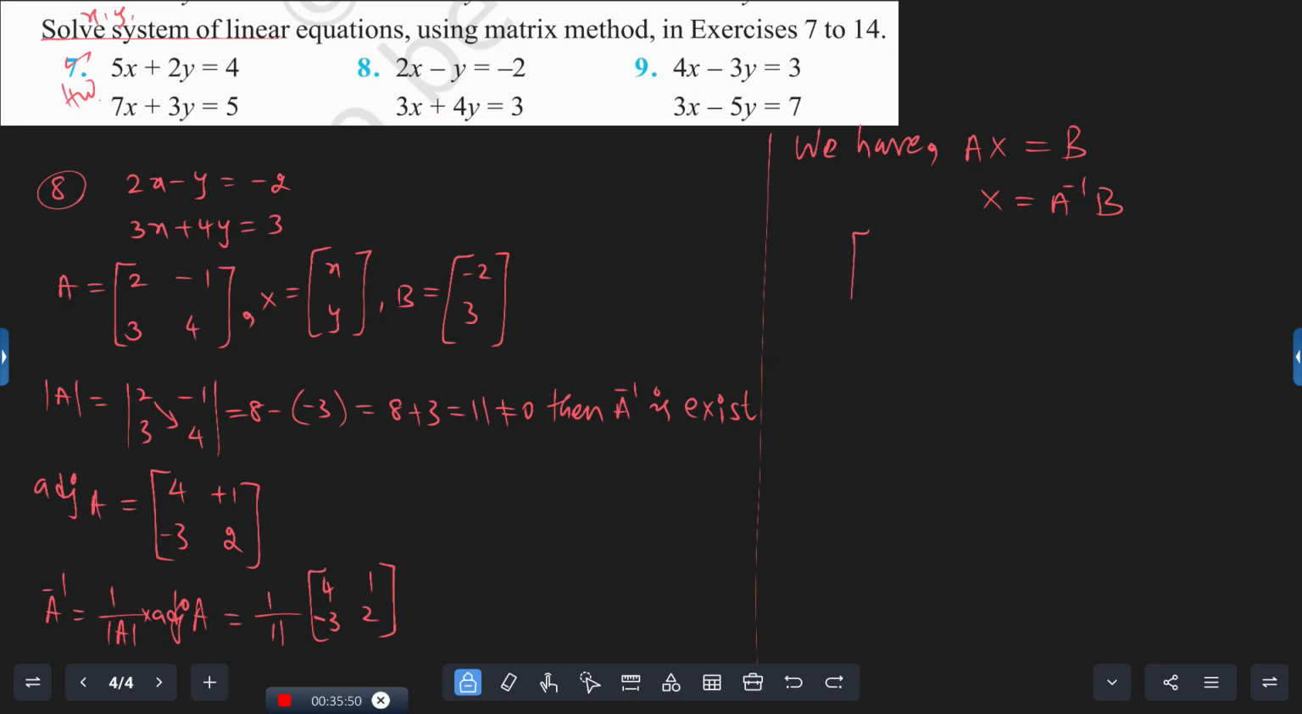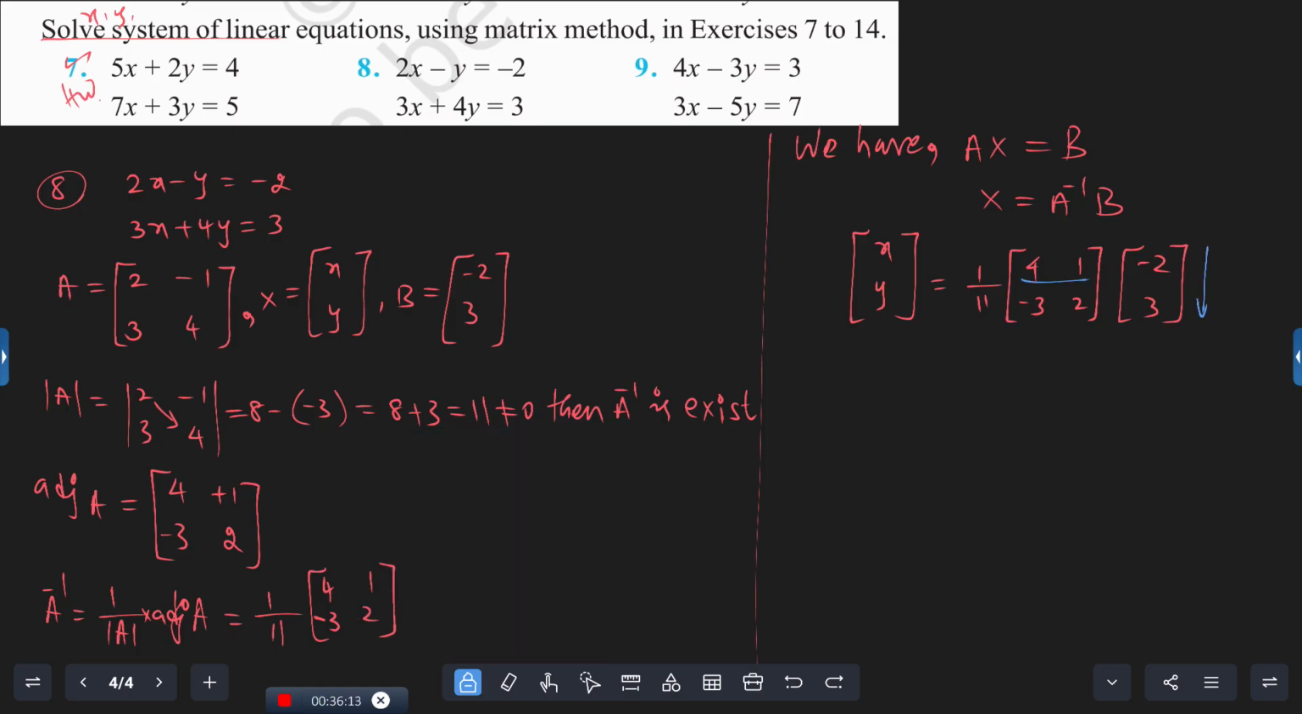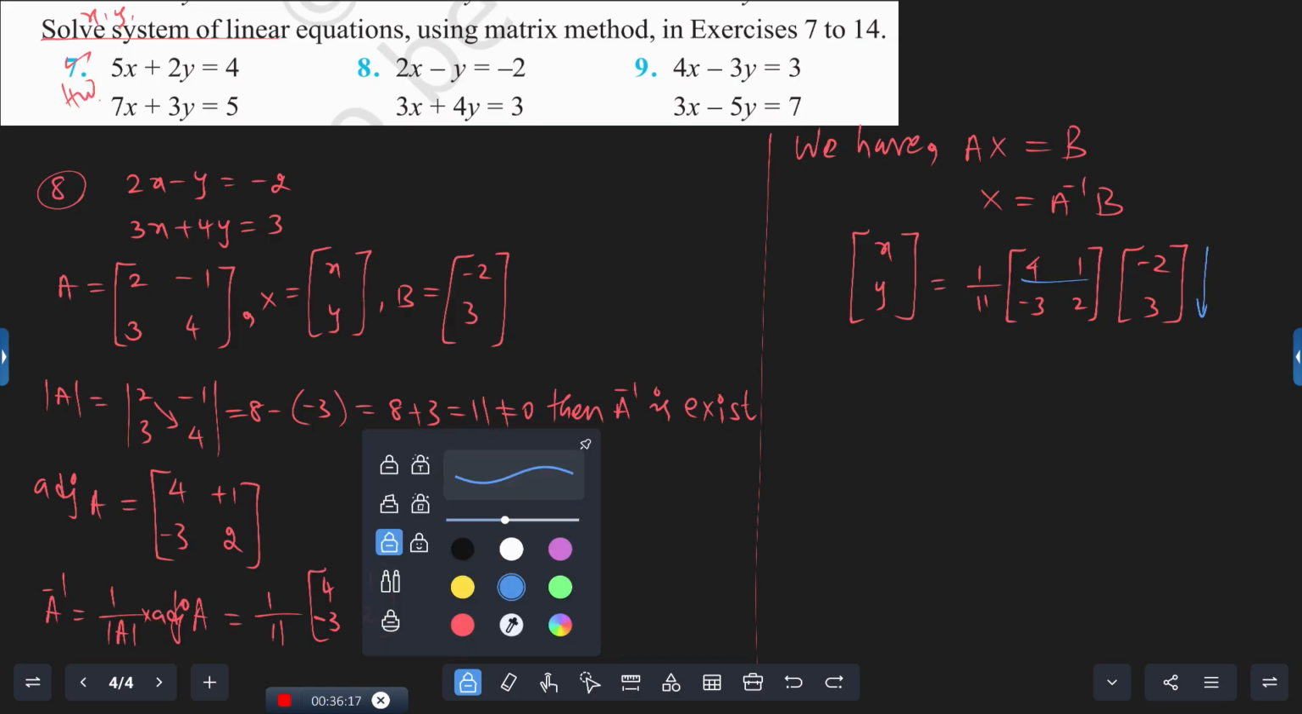What is my X, ma? X, y. A inverse, what do we have? 1 by 11, here we have A inverse: 4, minus 3, 1, 2. What is my B matrix, Raja? B matrix, here we have minus 2, 3. So we have to multiply row with the column. Only one column. Then what are we getting?